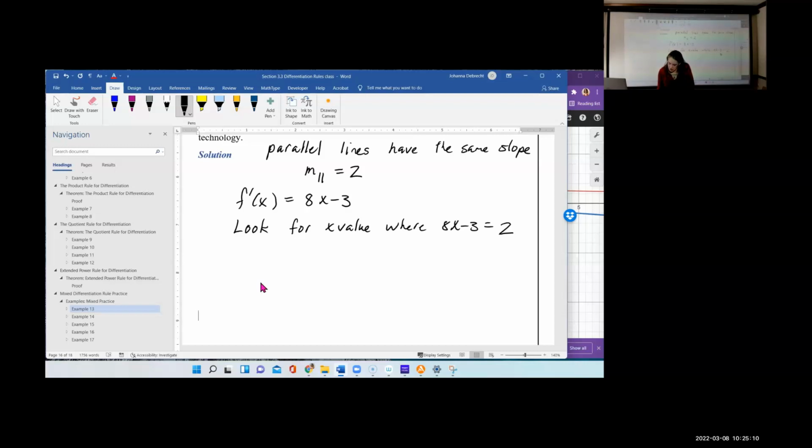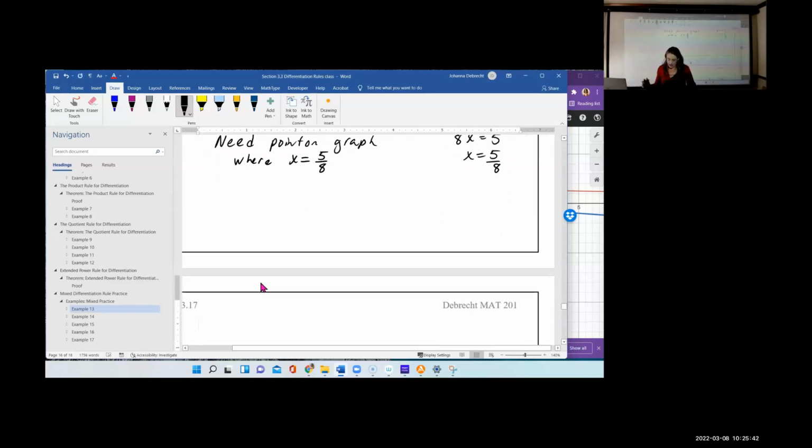Okay, so we can solve this by moving the 3 to the other side and then dividing by 8. So we end up with x equals 5/8. So we're basically looking at the point where x is 5/8. So we need to find the point on the graph where x is 5/8. We're going to plug this into our function, and that will give us the point.